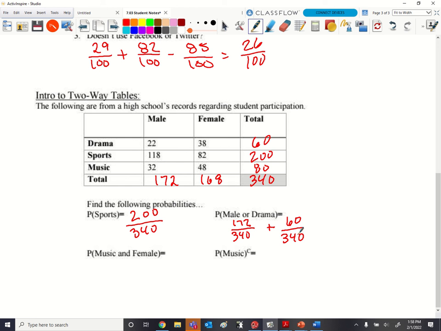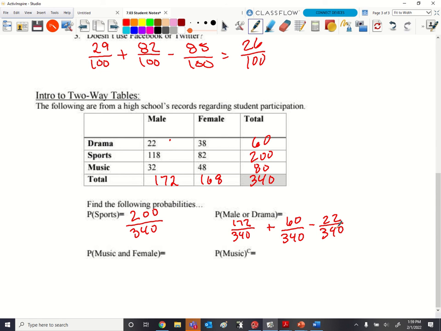Is there any in both categories? Yeah, it is 22. The 22 right here are male, and they're also in drama. They're in drama, and they're male. So it's in both categories. So what would I do if I have overlap? Yep, subtract 22 over 340.